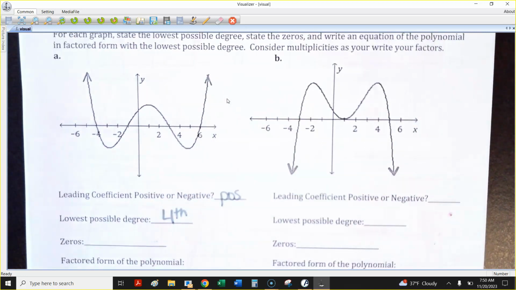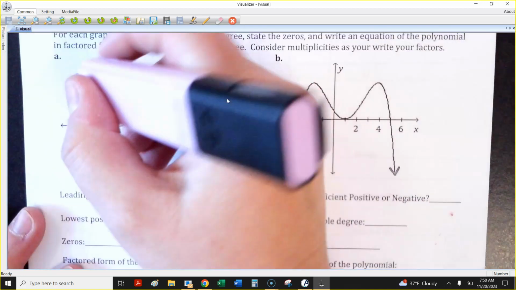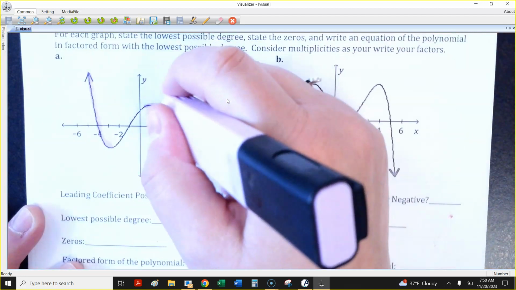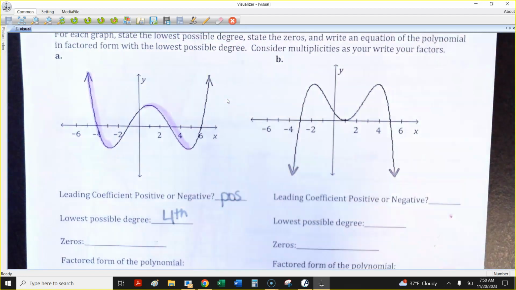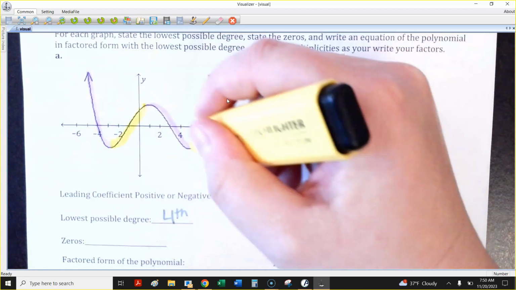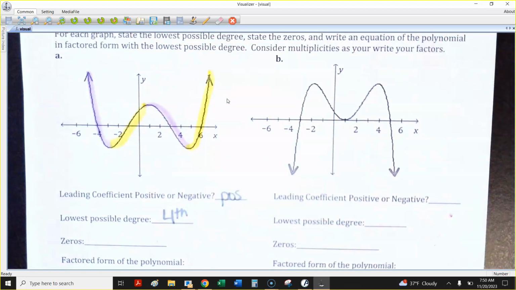I should be better with my markers, but you've got this decreasing, this decreasing. So 1, 2, these are both increasing, 3, 4. So you've got 4 different intervals of increasing or decreasing, so it's a 4th degree.